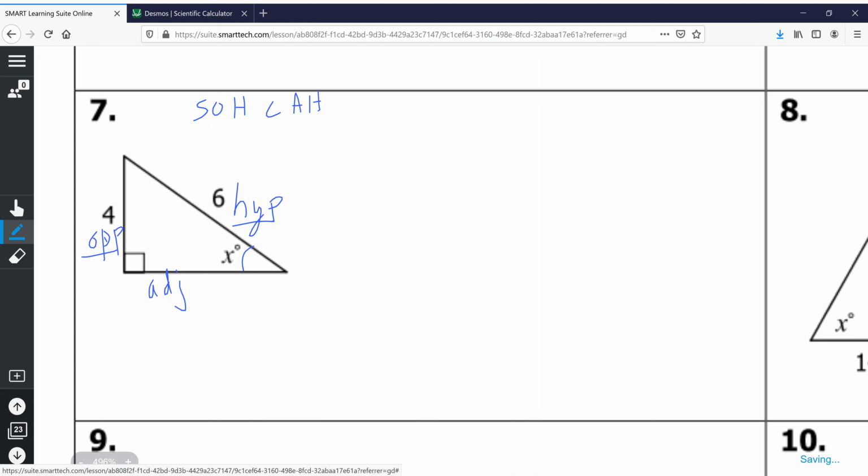So again, SOHCAHTOA. If you don't know what I'm talking about with SOHCAHTOA, it's just a little anagram. Sine is opposite over hypotenuse. Cosine is adjacent over hypotenuse. Tangent is opposite over adjacent. And I talk about that in the video for homework number 3. So we need the opposite and hypotenuse, so we're going to go sine. The sine of our angle x is going to equal 4 over 6.